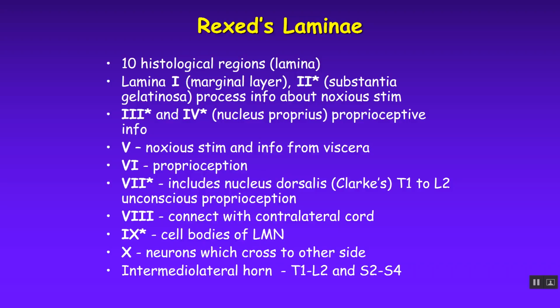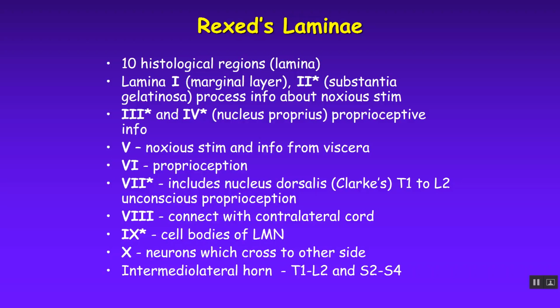So we're in the gray matter, and we're going to talk about Rexed's laminae, those 10 different laminae. In 10 histologic regions or laminae, I've highlighted or starred the ones that you need to be most concerned about. Okay, so lamina 1 is known as the marginal layer. Lamina 2 is also most closely associated with the substantia gelatinosa. The substantia gelatinosa is what is considered lamina number 2. It extends a little bit in lamina number 1 as well.